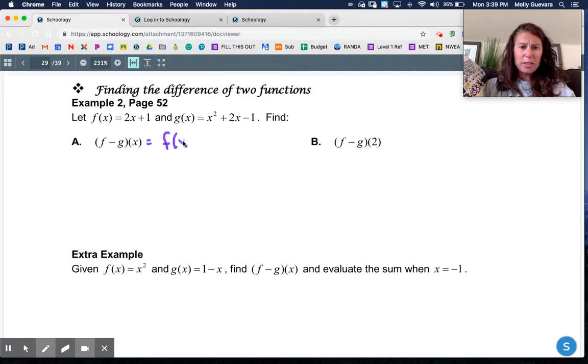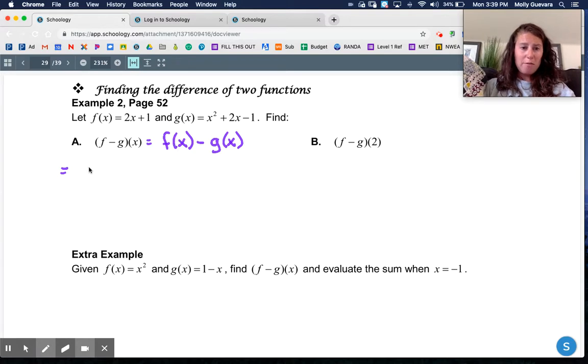Whatever's written first, which in this case is my f, minus whatever's written second, which in this case is g. Make sure you pay attention to the order here, because g minus f of x would have a different answer. So make sure that you're paying attention to what it's asking you to find, okay? The only difference here is that you have to subtract, so you have to distribute that negative, okay?